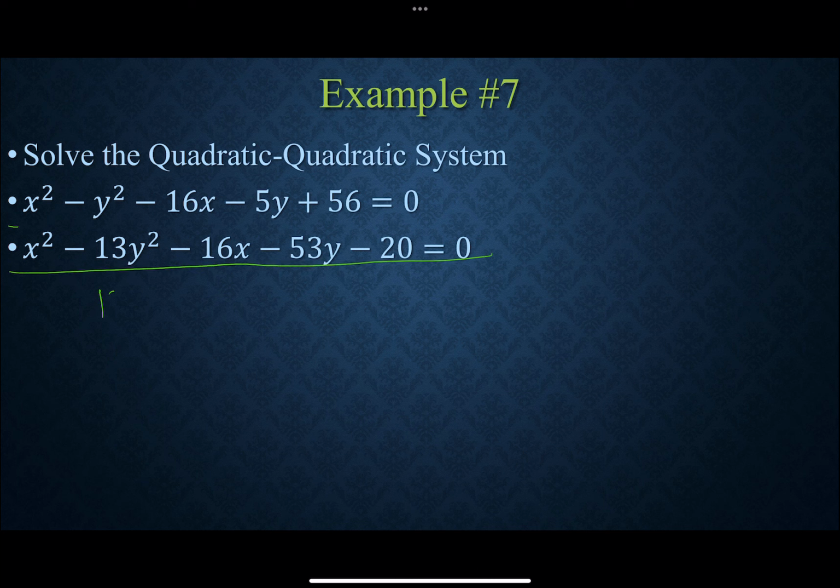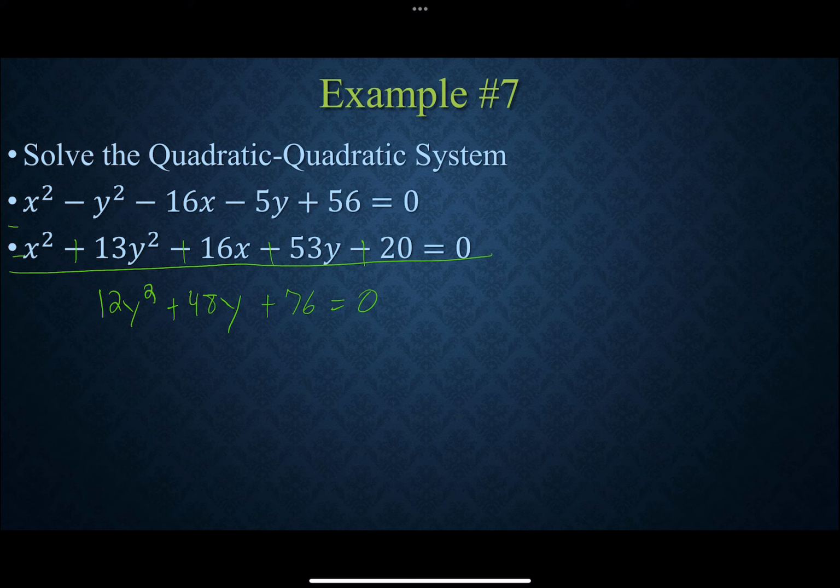We get a positive 12y squared for the negative 1 minus negative 13. We get a positive 48y for the negative 5 minus the negative 53. And then we get a positive 76 for the 56 minus the negative 20. You're obviously also fully welcome to switch all the signs in the problem if you'd rather deal with an addition rather than doing your subtraction with negatives.